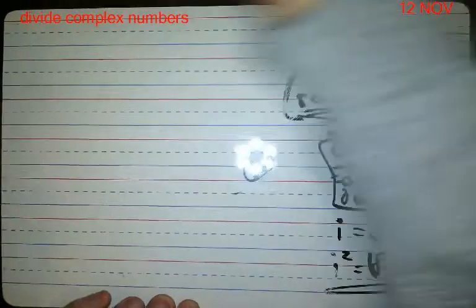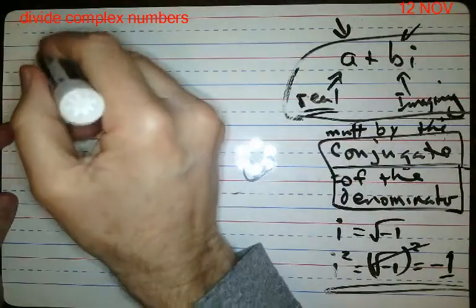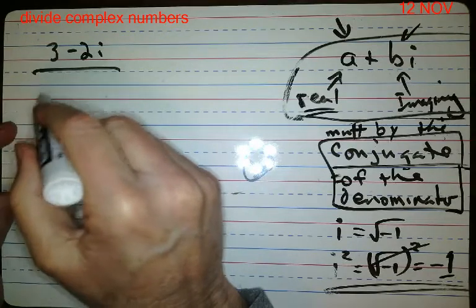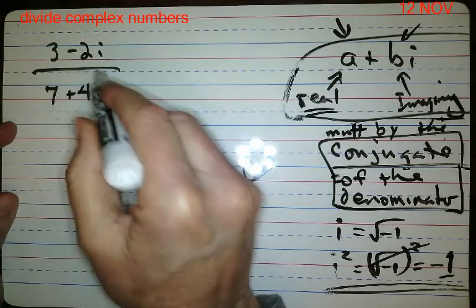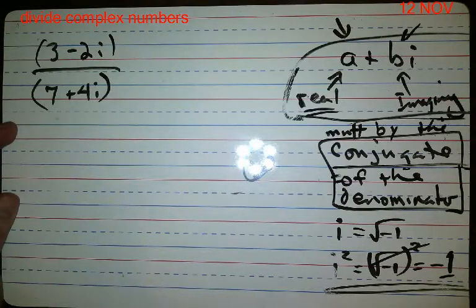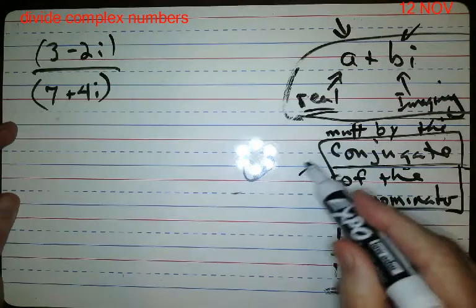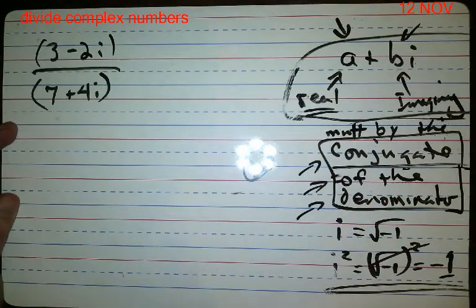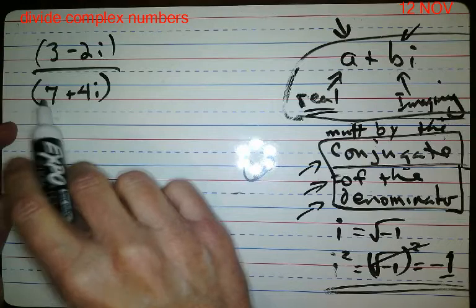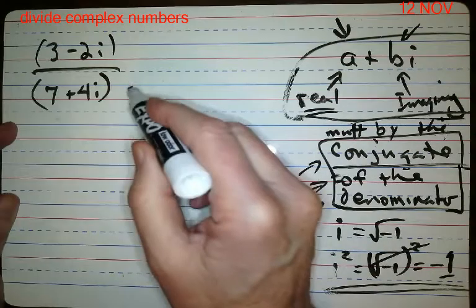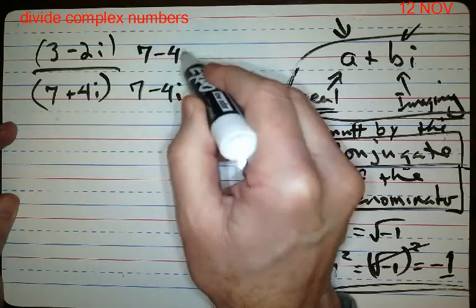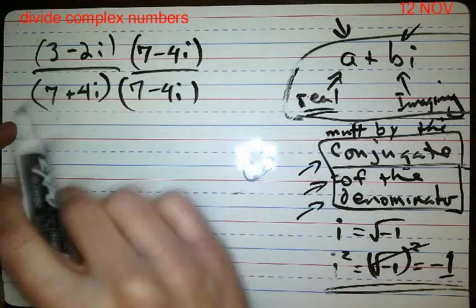This time we'll have a complex number on top. Say we have 3 minus 2i on top, and 7 plus 4i on the bottom. Now then, I want to take this and divide it. Can I do that? Sure I can. What do I do? Multiply by the conjugate of the denominator every single time. So what's the conjugate? It's exactly the same real number opposite the imaginary. Whatever you do, do the same exact thing on top.